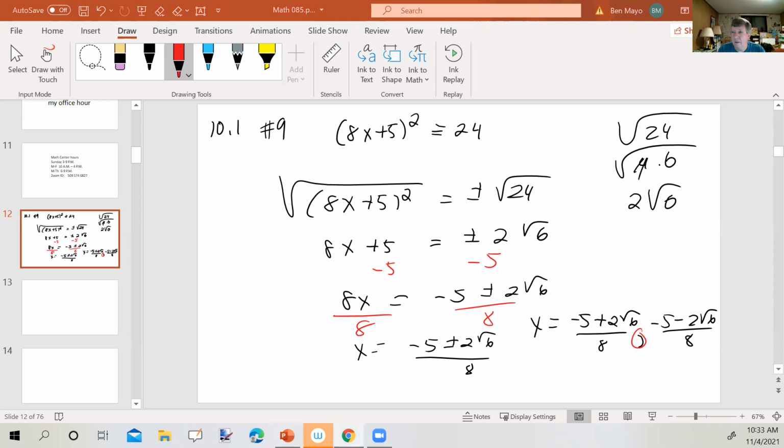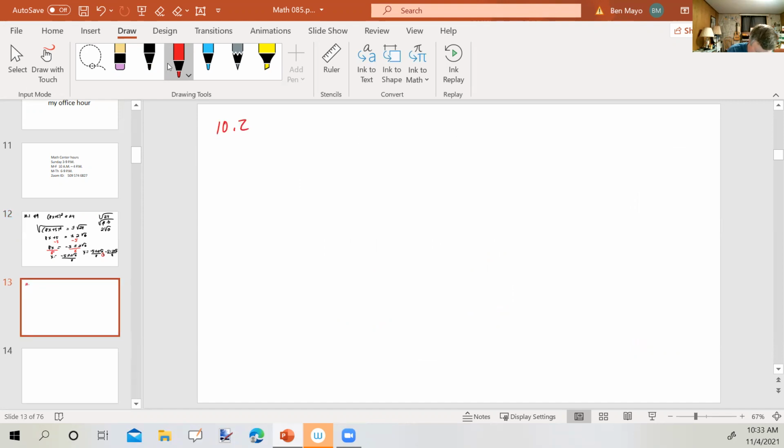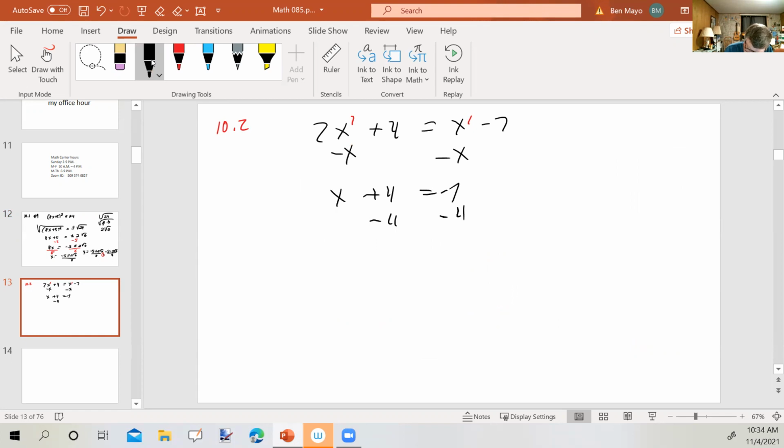All righty, then we shall continue on to section 10.2. So we've learned long ago how to solve a first degree equation. If we had something like 2x plus 4 equals x minus 7. So this is a first degree equation because the highest power of exponent on the variable is a 1 or an implied 1. So to solve this, we put all the x's on one side of the equation and all the constants on the other side of the equation, and we solve the equation.